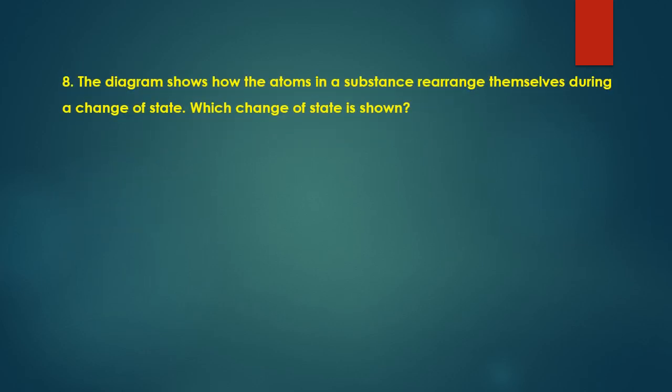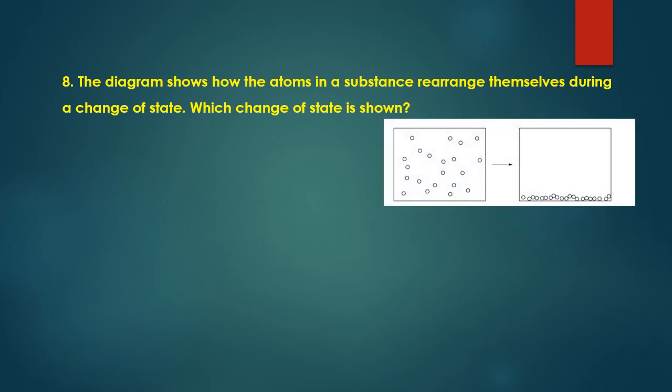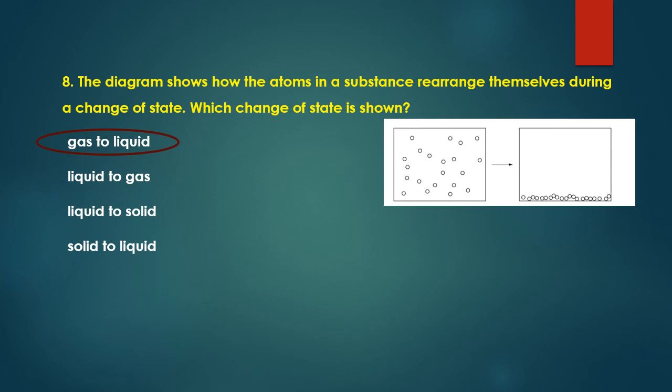Question 8. The diagram shows atoms in a substance, how they rearrange themselves during the change of state. So it clearly tells you that a change of state has happened. So they are asking you which change of state is being shown there. If you look at the first diagram, you can see that the particles are spaced apart. There is no arrangement at all. So which particular state of matter has that characteristic? It is the gas. And then if you look, the particles are close together, but still they are not following a pattern. And that happens in the case of a liquid. So the answer is gas to liquid.